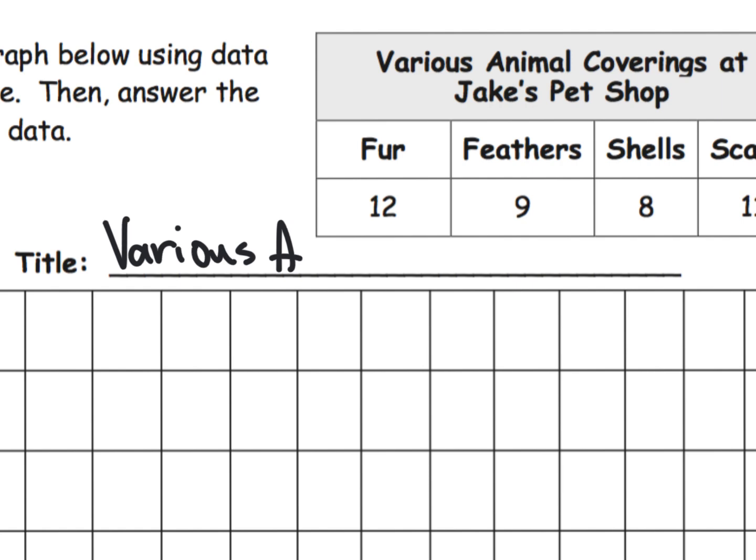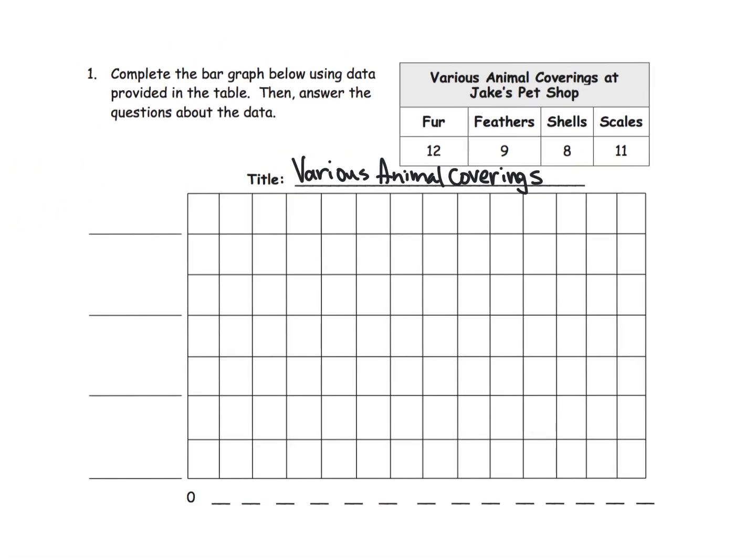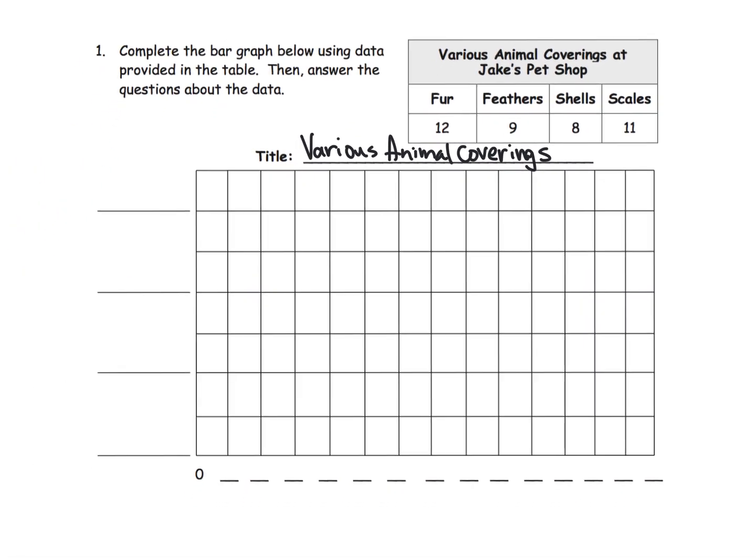Animal. And through the power of technology, I saved you the hassle of watching me write that. Okay, so now what we're going to do is we want to start, let's label. So we've got fur, feathers, shells, and scales. So they're talking about what covers the animal. And so we're going to label that fur, feathers.